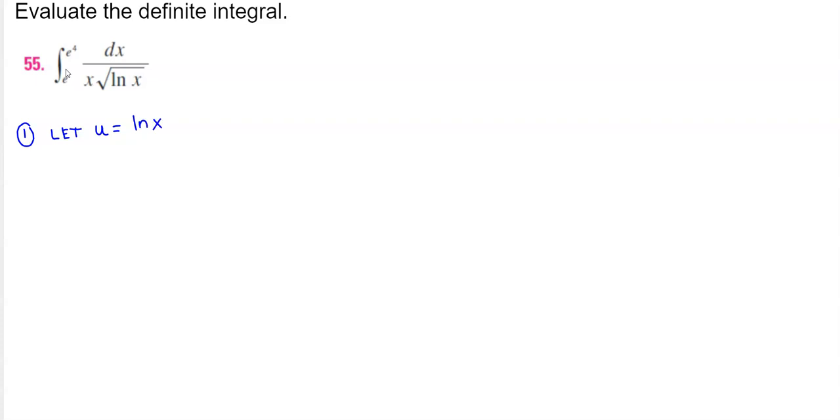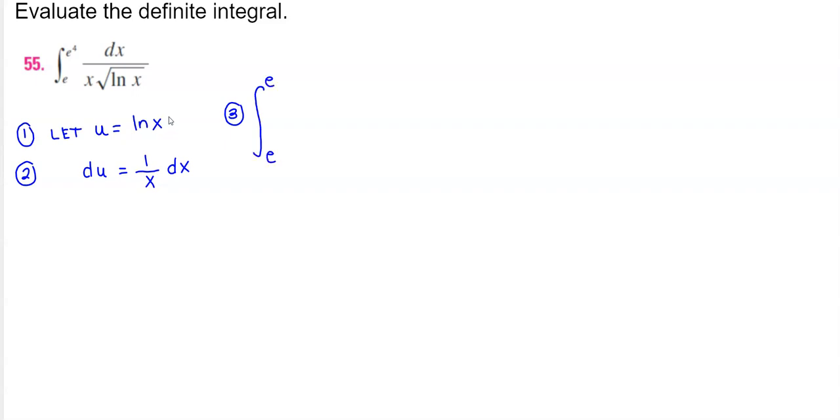Okay, so now what we want to do is take the derivative with respect to x on both sides. So we have du, which is going to equal 1 over x dx. Now if you notice, we have 1 over x dx in the original question. So now we can go ahead with our substitutions. So let's go ahead and rewrite our original problem.